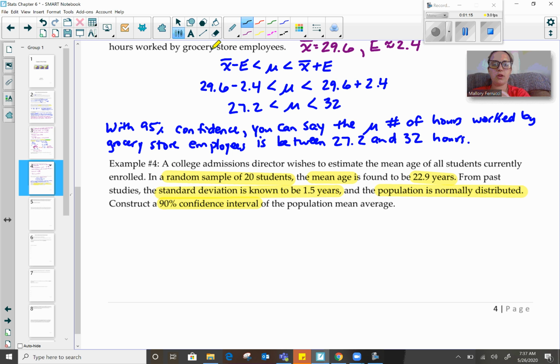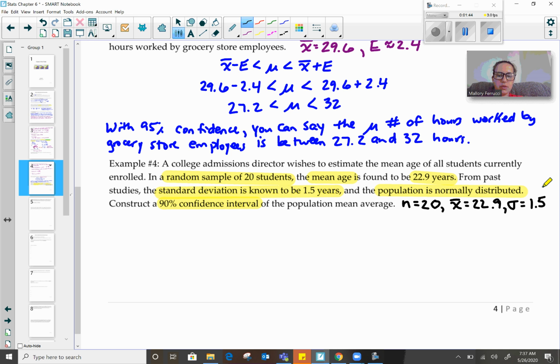Okay, so let's go through and see what this problem's giving us so far. They're giving us a random sample, so n is 20. The mean age, so x bar is 22.9. And then that standard deviation is the population standard deviation, that's 1.5.